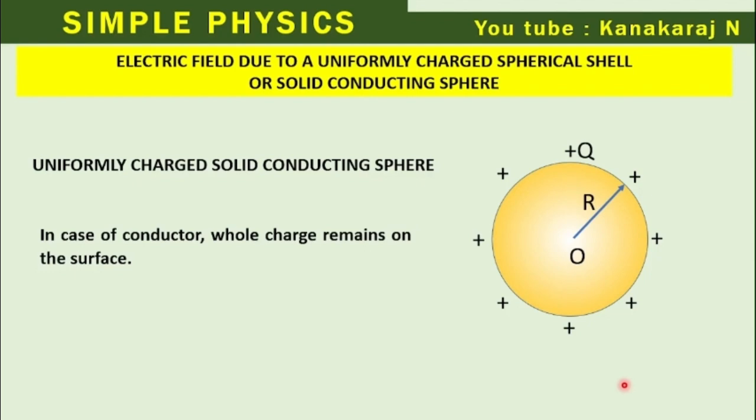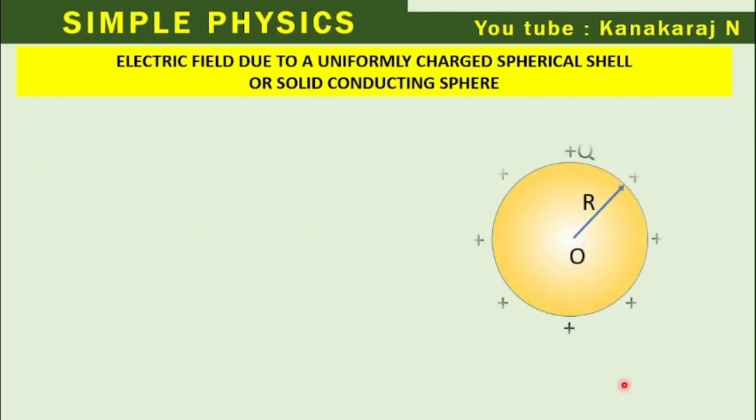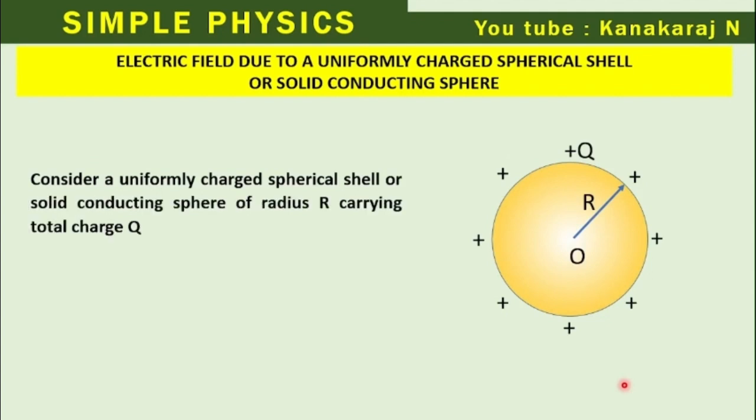But in the case of a non-conducting solid sphere, the charges are localized inside the non-conducting sphere. These two cases can be treated as one because they produce the same electric pattern. Consider a uniformly charged spherical shell or solid conducting sphere of radius R carrying a total charge q. This diagram, you can take it as a solid conducting sphere or a spherical shell.